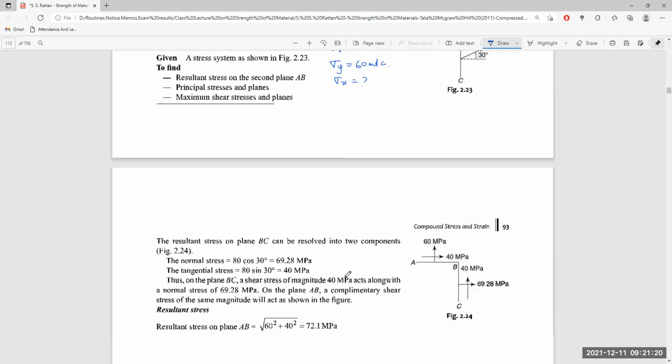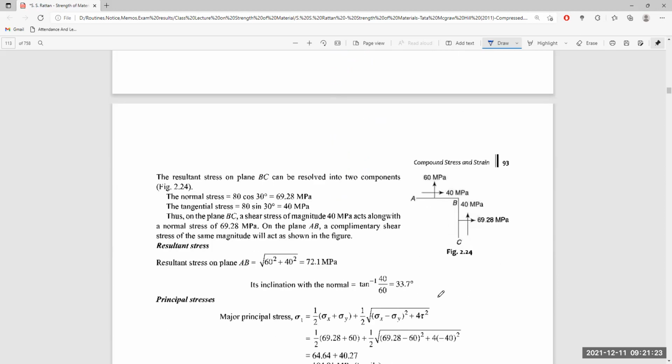Let us go to the solution. The resultant stress on BC can be resolved into two components, normal stress and tangential stress, where the resultant stress is given as 80 and theta is the angular inclination with the normal. So the normal stress will be 80 into cos 30, that is 69.28 MPa, and the tangential or shear stress is 80 into sin 30, that is 40 MPa.